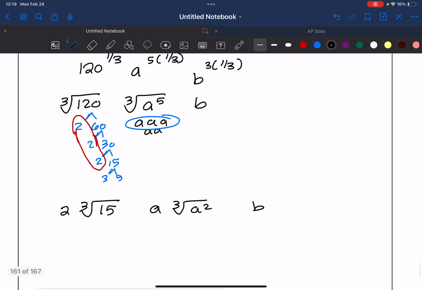Okay, so everything I took out is going to come out. So this is 2ab. Cube root of everything inside stays inside, 15a squared.